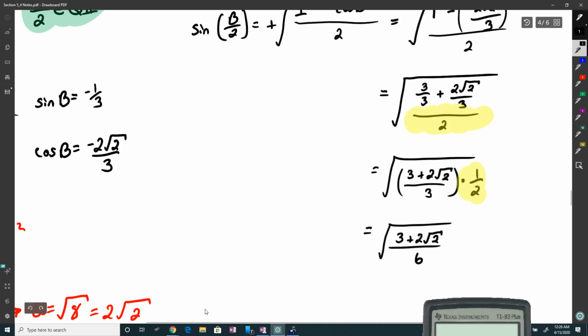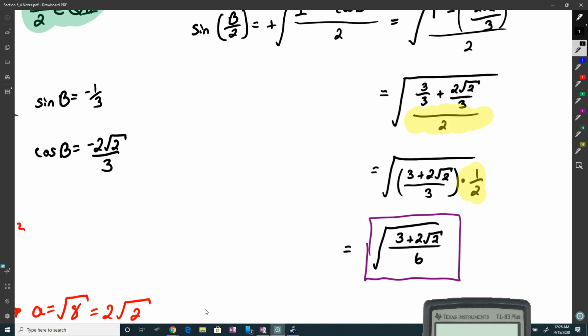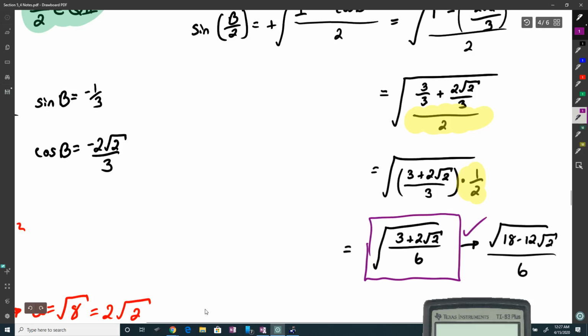Now this one I'm just going to leave as is, because this is nasty. That is no fun. So I'm just going to leave that alone, and that is my answer for sine. You can try to rationalize it if you want. Actually, if you do rationalize it, you end up with but I would never make you do that. So I'm happy with this one right here.